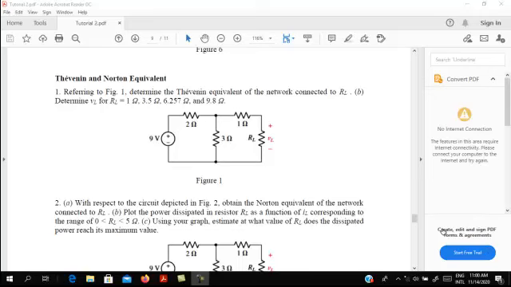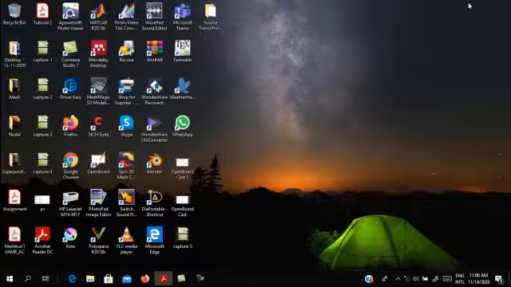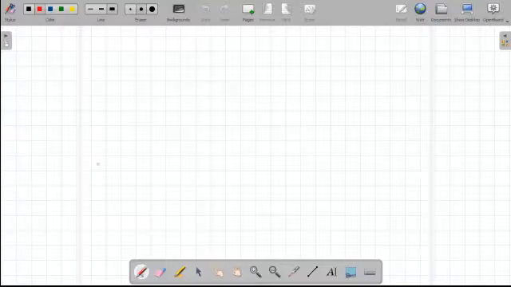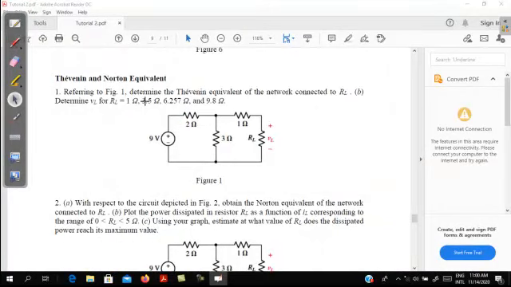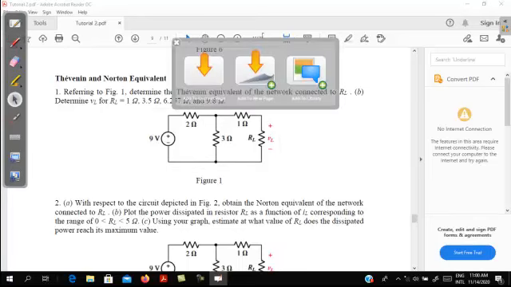So starting with problem number 1. We need to find the Thevenin equivalent for this circuit, and also we need to find the voltage VL, the load voltage, at different values of the resistor.